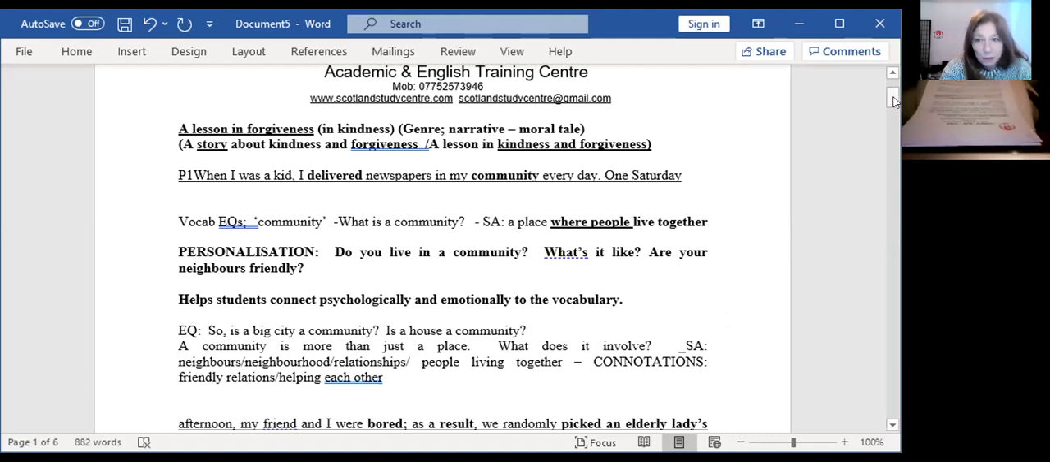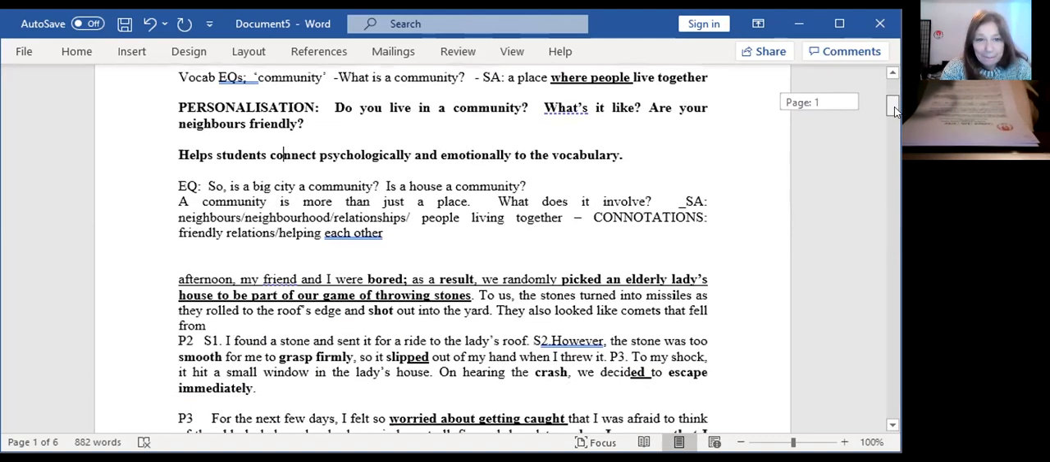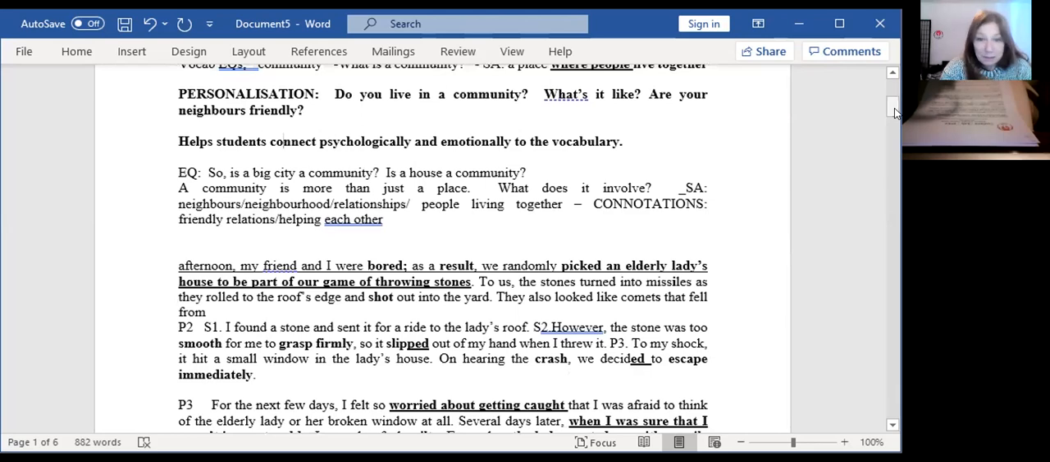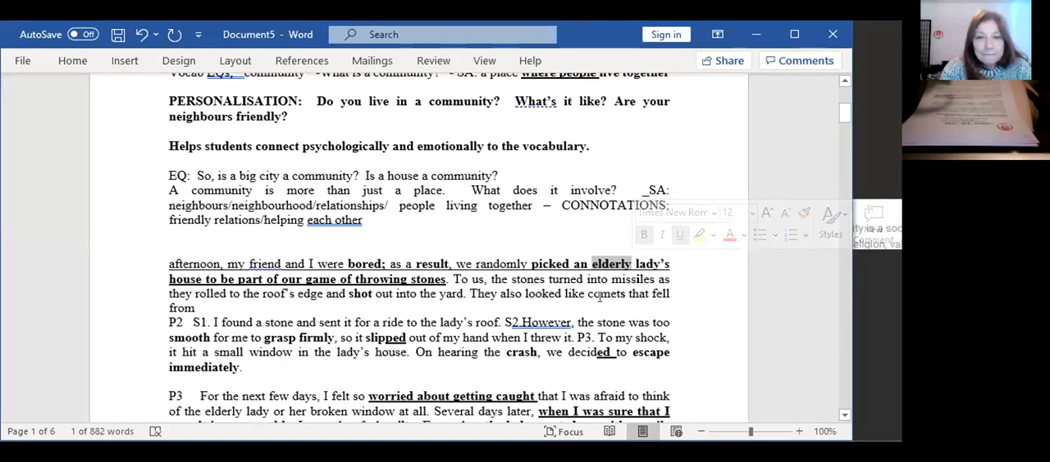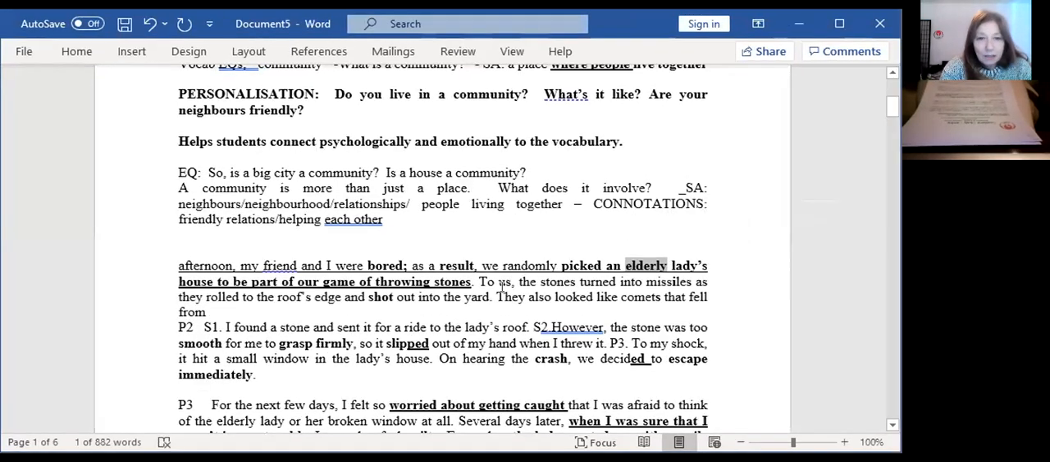If you'd like to choose another word, would you like to choose another word and we can try it? Elderly. My friend and I were bored. As a result, we randomly picked an elderly lady's house to be part of our game of throwing stones. Now, you can't guess this from the context, can you?